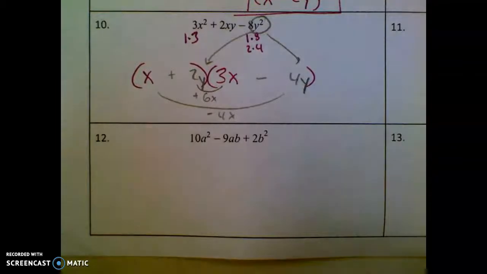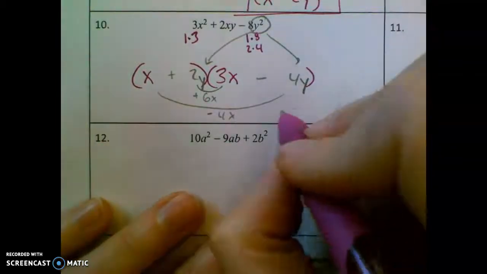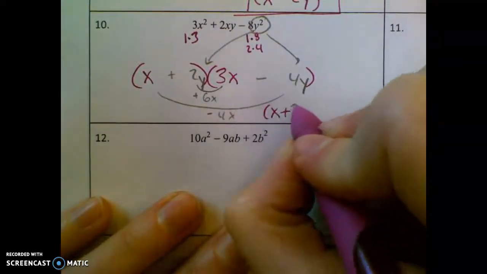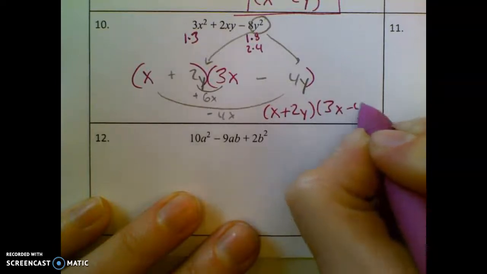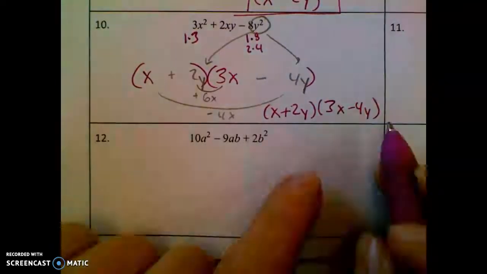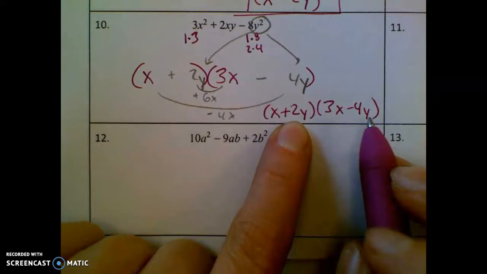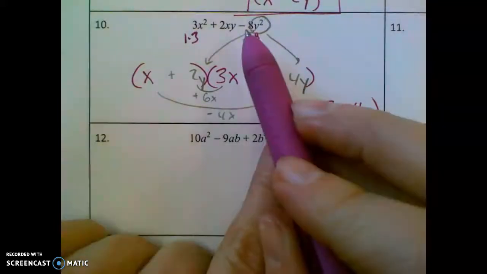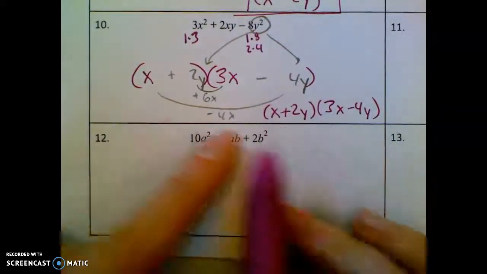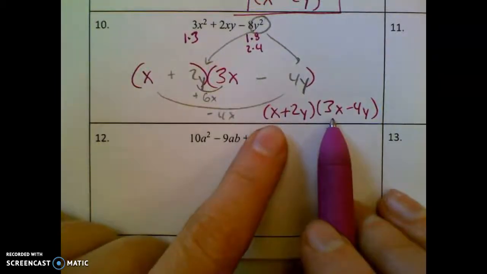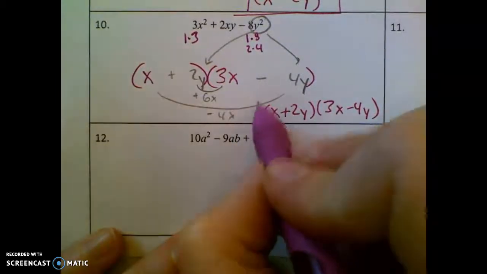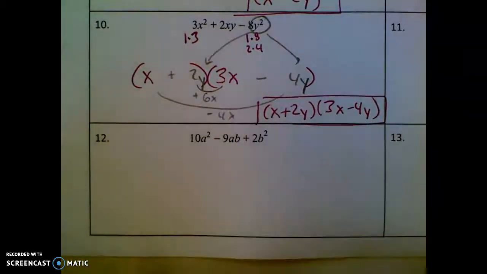I probably should have left a little more space there, but let's go ahead and write it out nicely. So x plus 2y and 3x minus 4y. Let's just double check real quick. Does positive 2y and a negative 4y give me a negative 8y squared? Yes. We've already checked our inner and outer product, and we already chose our first terms to give us 3x squared. So this guy is correct.